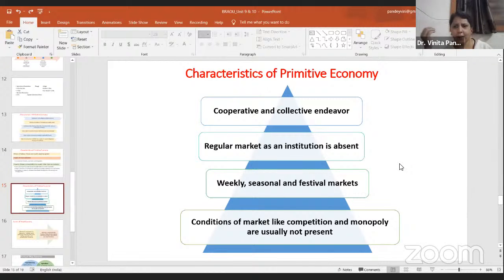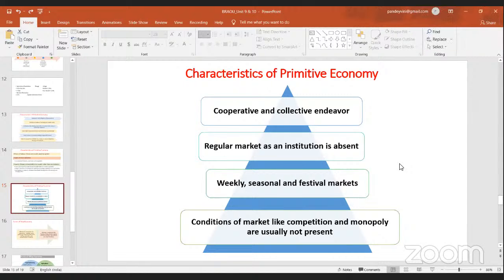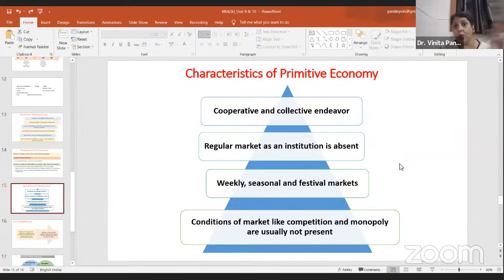Big Basket. Have you all heard about Big Basket, friends? Yes, ma'am. Now you see, Big Basket had a monopoly for a long time. But then Reliance has come with JioMart. So the monopoly of Big Basket is broken. Now there is cutthroat competition. So these kind of features we do not find in primitive economy.